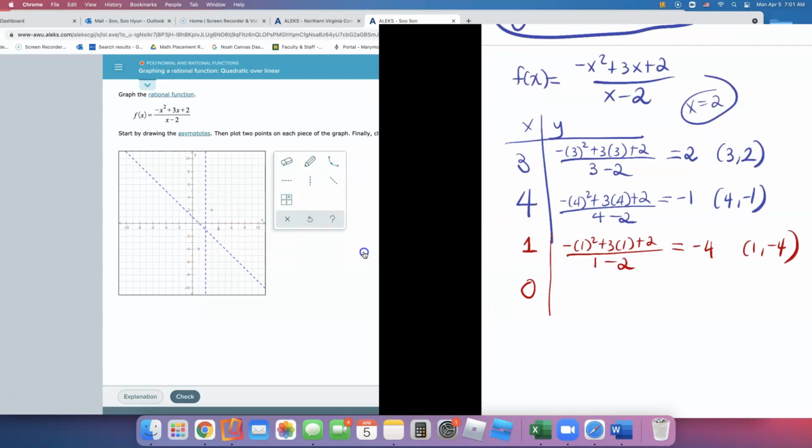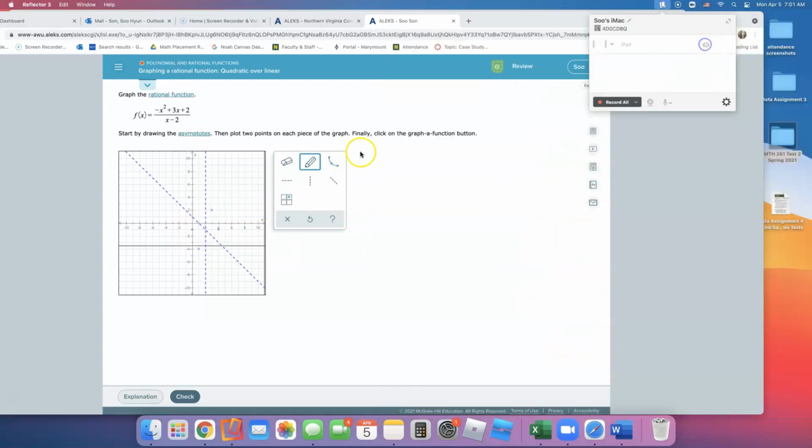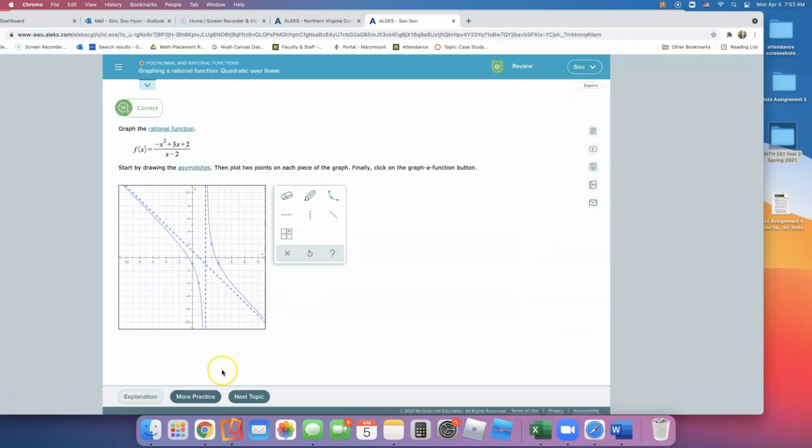Okay, one more. I gotta plug in 0 this time. 0 squared plus 3 times 0 plus 2 over 0 minus 2. I don't need a calculator for this. I will get 2 over negative 2, which is negative 1. So let's plot 0, negative 1. And then I'm gonna go ahead and do my graph. Voila, looks beautiful. And I'm gonna click on check. Yay!